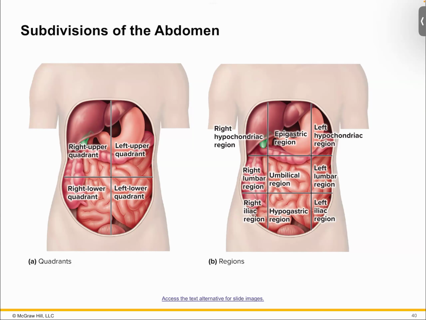And of course you have right and left hypochondriac. That's not somebody who steals, right? Hypo means below, chondro means cartilage. So this is below the rib cartilage associated with your ribs. So this is the right, just below the ribs region. That's what the name means. And this is the left, just below the ribs region. That's what this name means.